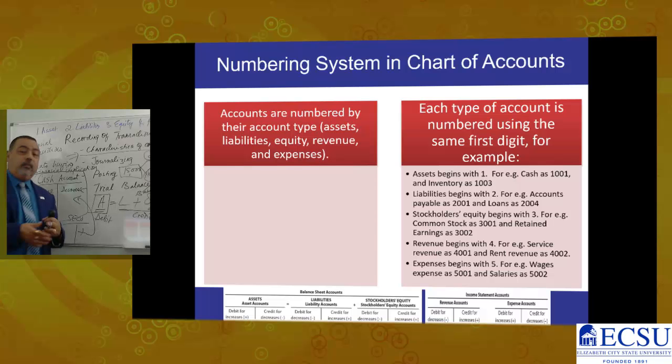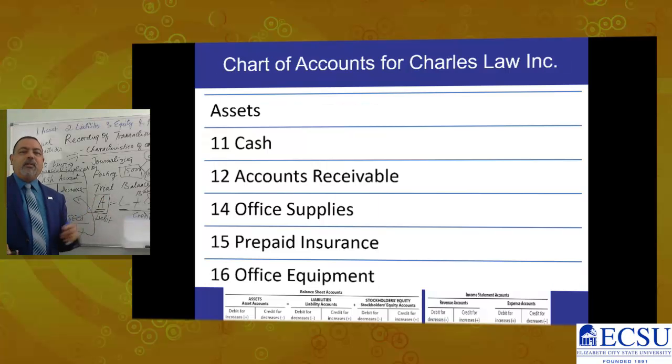to denote what kind of an account it is. So each type of account is numbered using the same first digit. Asset always begins with 1. So it could be 1, 101, 1001, or 1,000,001. And then liabilities will begin with 2. So accounts payable could be 201 or 2001. And similarly, loans would be 2004 or something like that. And then stockholders' equity will begin with 3, and revenues with 4, and the expenses with 5. So that's the numbering system.